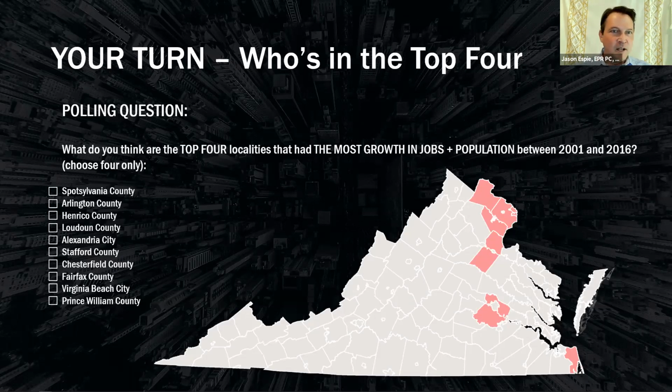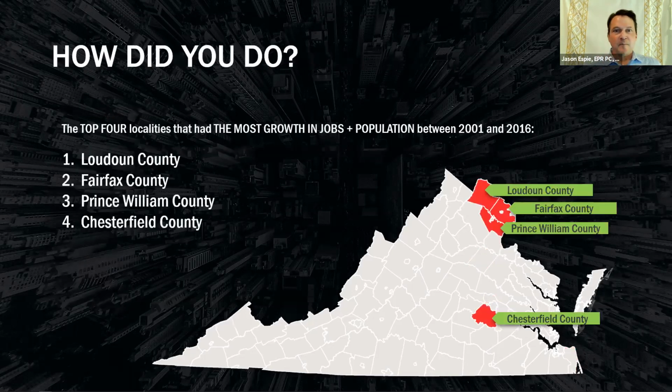Okay. Loudoun was a clear winner from this group. It looks like our duplicate of Virginia Beach and Prince William also received a high number, although those are doubled. Stafford got honorable mention, as did Chesterfield County. So let's do the reveal and actually show what the top 4 of the top 20 are. They are Loudoun. You guys were correct. You nailed it. Loudoun County, Fairfax County, Prince William County, and Chesterfield. These are the top 4 localities that had the most growth in jobs and population between 2001 and 2016. Did I share the results with you? There we go.